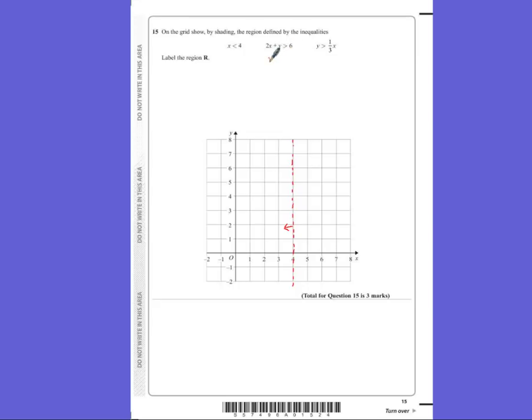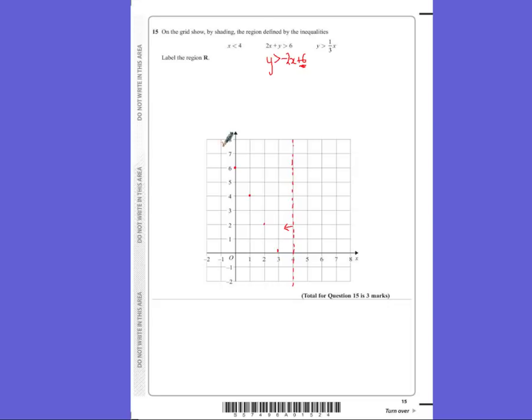This one, I'm going to rearrange into the form y equals mx plus c. So it'll be minus 2x plus 6. So this is going to have a y-intercept of 6, so it's going to start here, and a gradient of minus 2, so it's going to go across 1, down 2, across 1, down 2, across 1, down 2, like that.